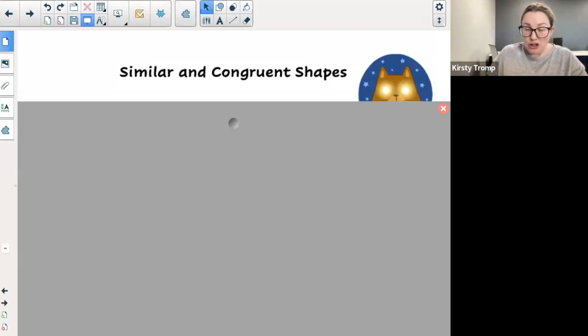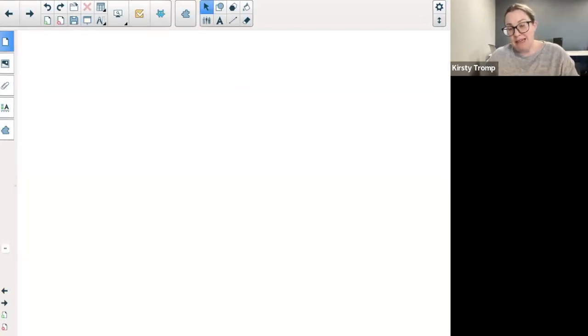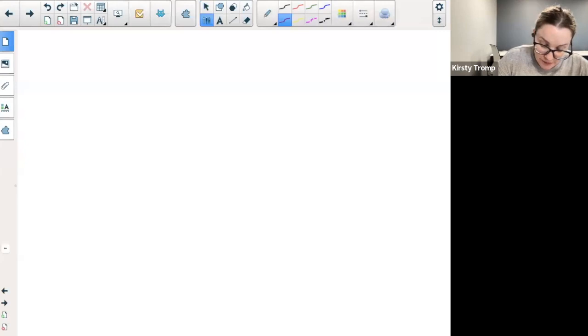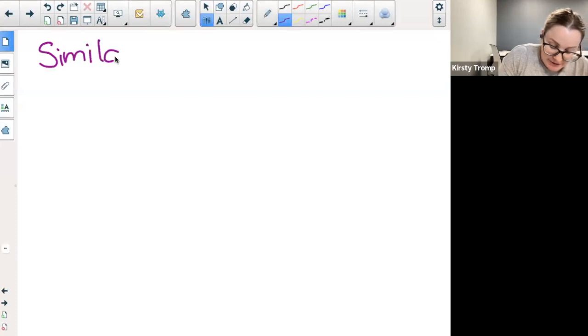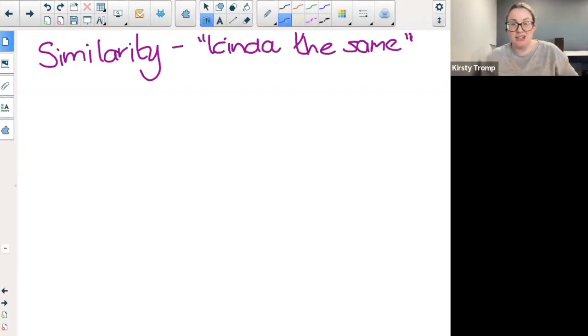So, similar and congruent shapes, let's get going. Let's go make some notes. Okay, so we spoke on Monday about what the difference between similarity and congruency is, but let's go from the top. So the first one I want to look at is similarity. On Monday, I said to you that when I think of similarity, I think of it being kind of the same. Okay, so in similarity, the shapes are kind of the same. What do I mean by that? What do I mean kind of the same?